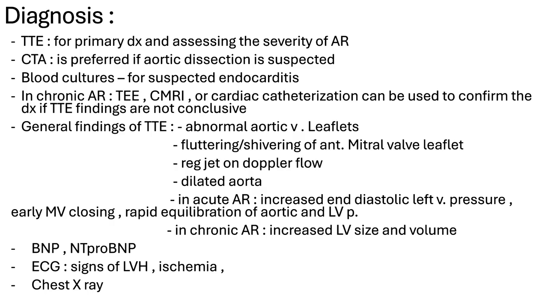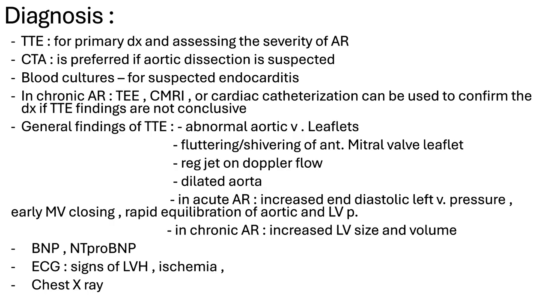We can also see the presence of aortic valve leaflet abnormality, like bicuspid aortic valve, or mitral valve leaflets can also show shivering of these leaflets, like general findings. In acute aortic regurgitation, usually there will be an increase in the end-diastolic left ventricular pressure, and there will be early mitral valve closing with a rapid equilibration of aortic and left ventricular pressure. While in chronic aortic regurgitation, usually we will see increased left ventricular size and volume.